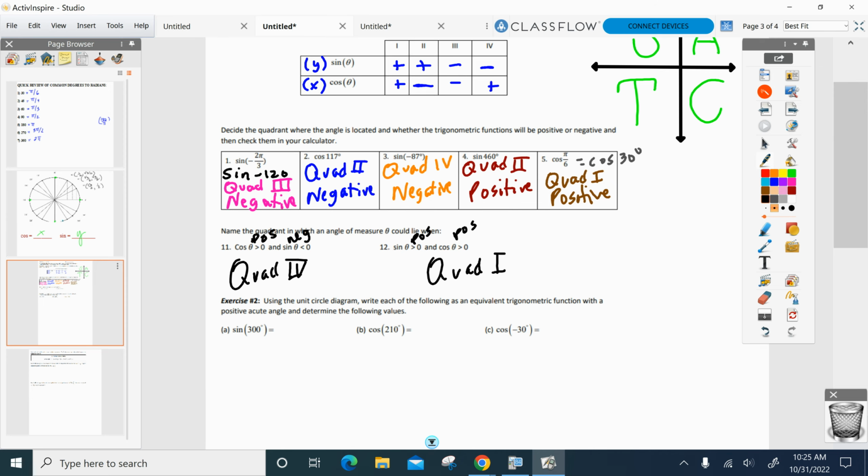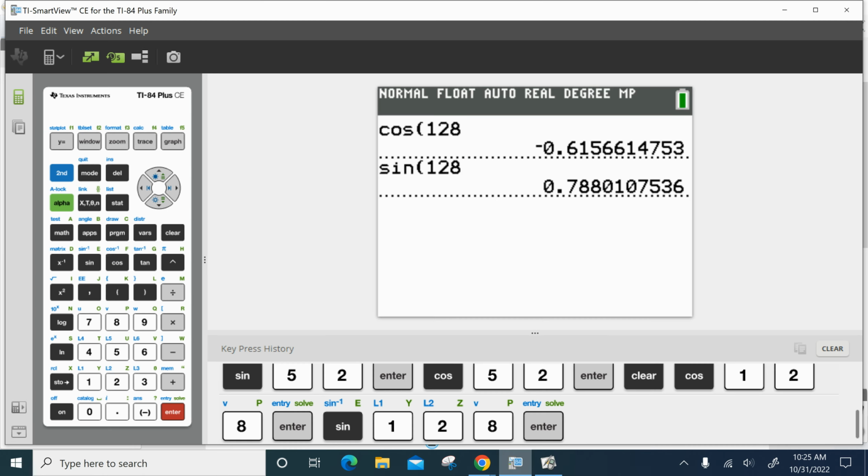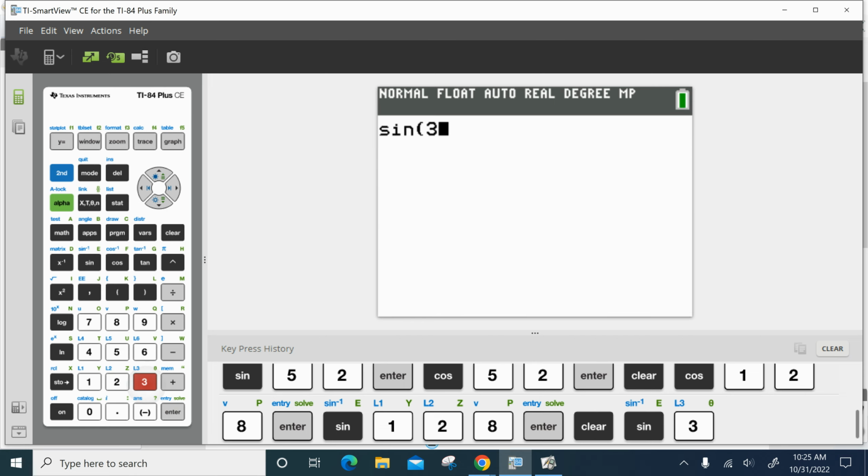All right, any comments, questions? Because now I'm going to get real fired up. These next three problems basically put the last 3 or 4 class days all into one. Find the value of sine of 300. Let's grab my calculator and do sine 300.